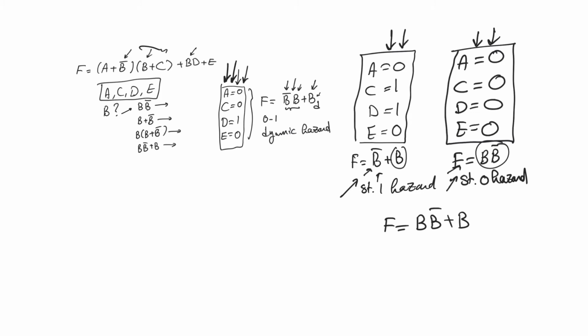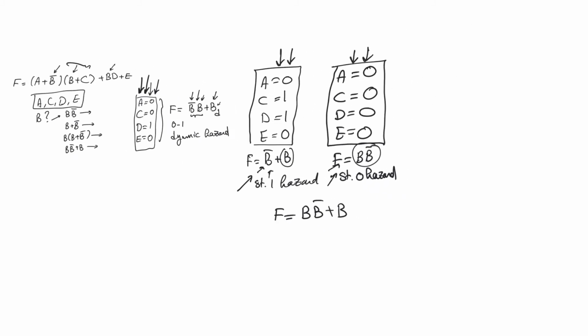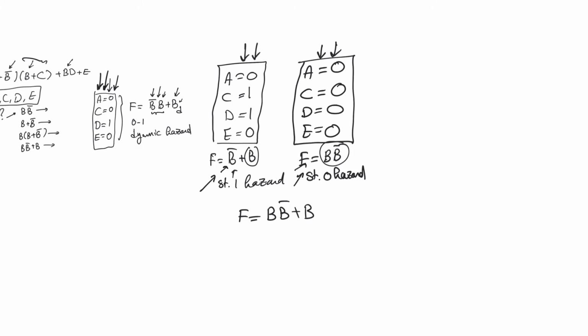Because we already know how to address static hazards, let's do that first. So let's take the static 0 hazard, for example. This static 0 hazard occurs when a, c, d, and e are all equal to 0. In that case, the function f is equal to b dot b bar, which is supposed to simplify down to 0, but it doesn't because of differential delay.